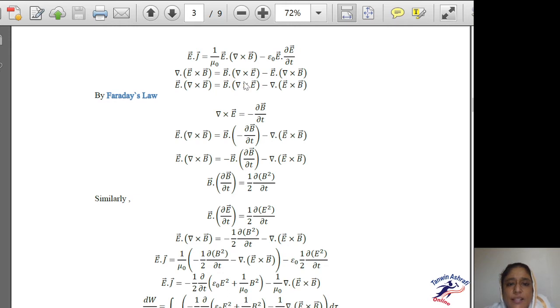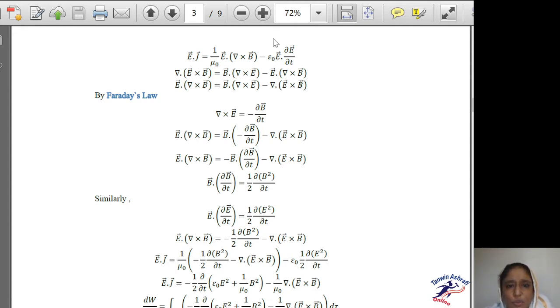Then we can replace del cross E by minus del B by del t. Therefore, E dot del cross B is equal to minus B dot del B by del t minus del dot E cross B. Now, this term B dot del B by del t is actually a partial derivative taken with respect to time. It is half del by del t of B square.